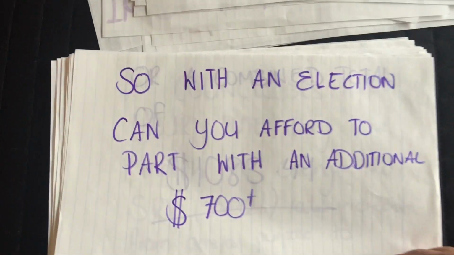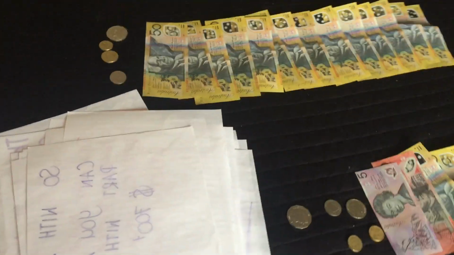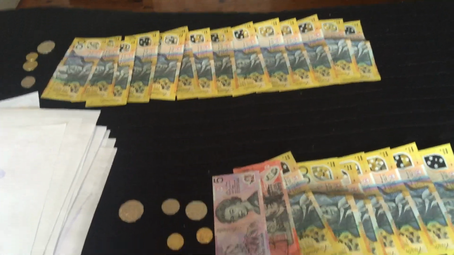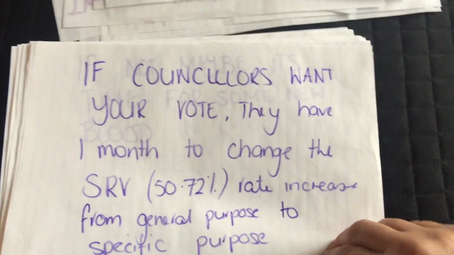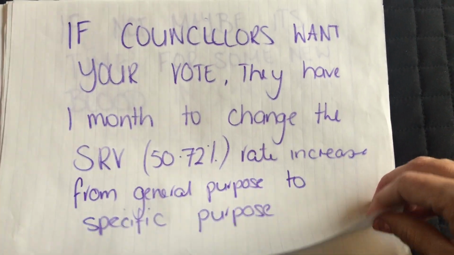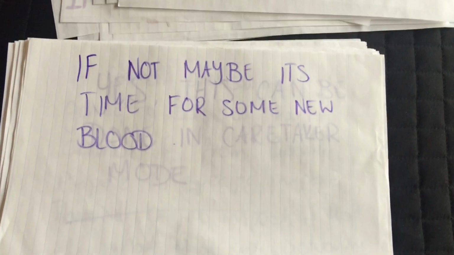Okay? So with an election, can you afford to part with an additional $700 or a combined total of $1,083? Can you afford to give them this money out of your pocket? If councillors want your vote, they have 1 month to change the SRV rate increases from general purpose to specific purposes. If not, maybe it's time for some new blood within council.